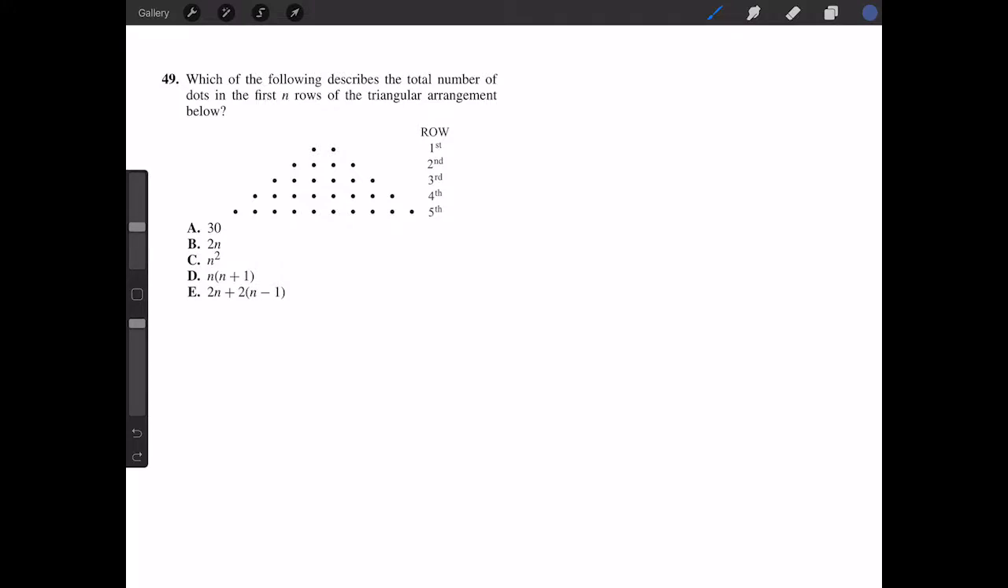Problem 49 reads, which of the following describes the total number of dots in the first n rows of the triangular arrangement below? So to solve this, notice that the first row is indicated here, which means that it's this one with 2 dots. The second row is this one with a total of 4 dots. The third one is this one with a total of 6 dots.